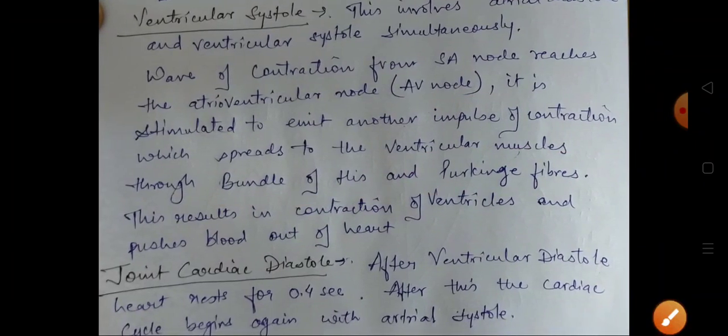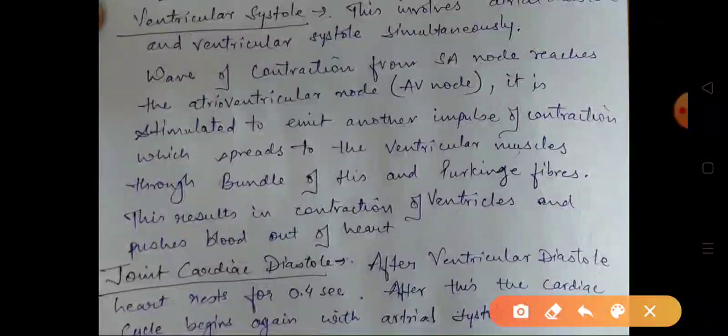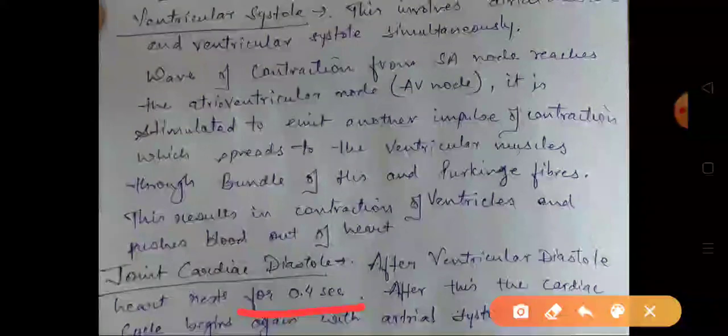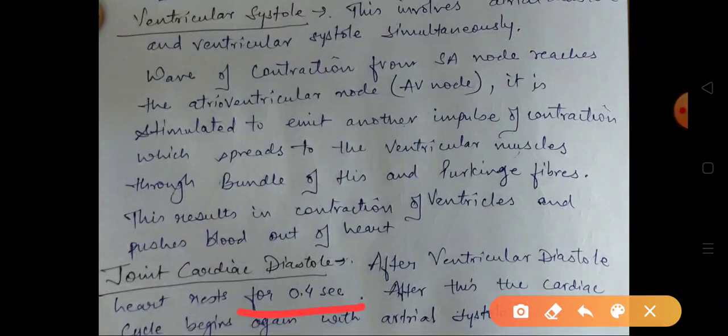Now we talk about the joint diastole. Joint diastole is the relaxation period of both the auricles and ventricles, and this lasts for about 0.4 seconds, and after that again another cardiac cycle begins with the atrial systole.